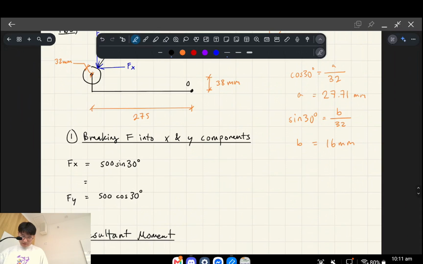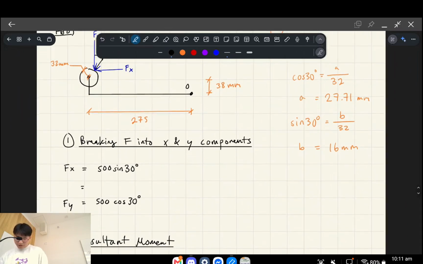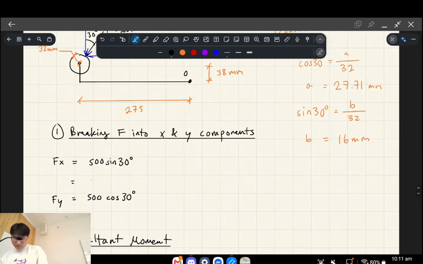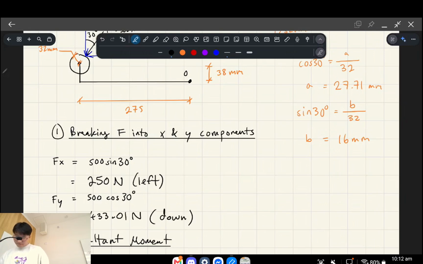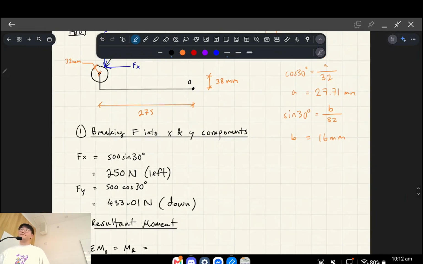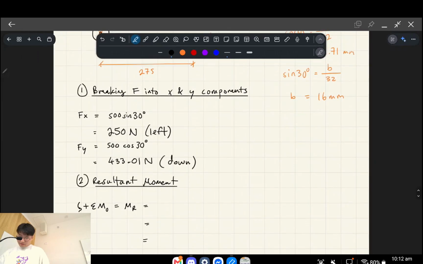And so that's just a matter of doing what we did last workshop, which is considering trigonometry and the adjacent side, the opposite side, etc. So, that's the horizontal force going to the left, and this is the vertical force going downwards. Okay, so that is all good.